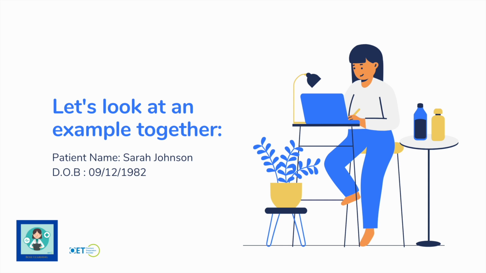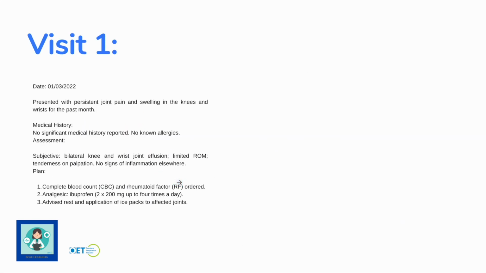Let's take a look at an example together. So you've got a patient called Sarah Johnson and we've got her date of birth here. And you can see that she's visited you with persistent joint pain and swelling in the knees and wrists for the past month. And she came to see you the first time on the 1st of March.